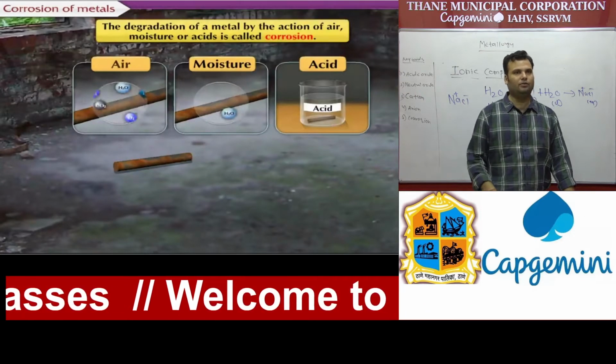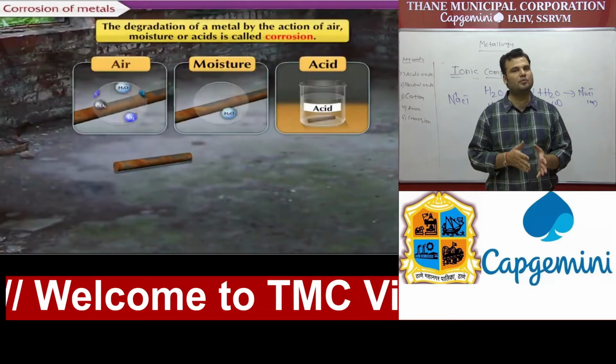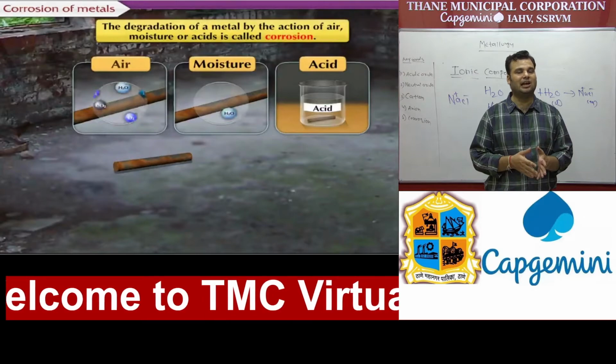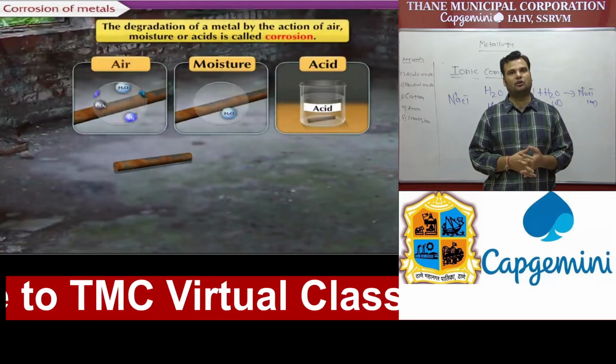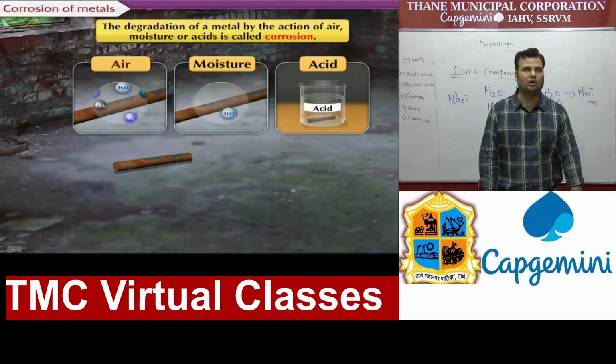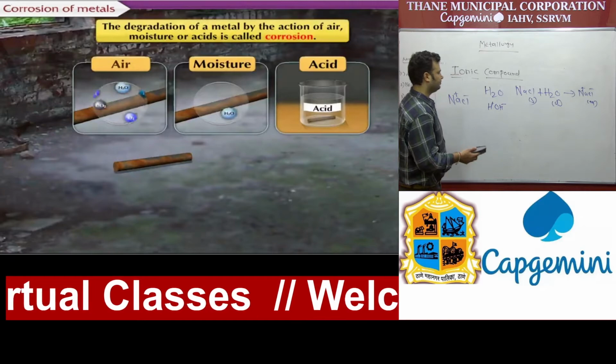So student, we already completed the first thing, that is chemical properties of non-metals. Next part is ionic compounds, then properties of ionic compounds. Next part of this lesson is we have to discuss corrosion of metals. So let's start corrosion of metals.